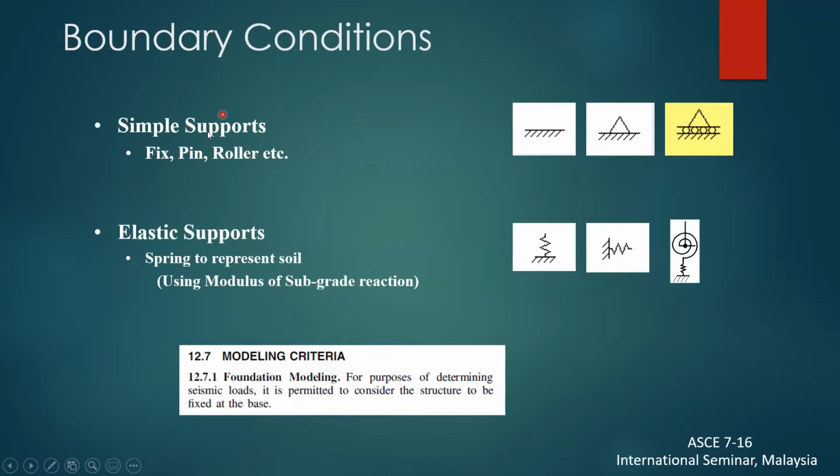So also for the boundary condition, the support can be fixed, pin, or roller. This one is for the simple support for buildings. Also for the elastic support, springs represent the soil. Okay, this is the spring. We have also the spring like this for defining the soil-structure interaction, with stiffness X, Y, Z. So for the foundation modeling for pressure determining this load, it is permitted to consider the structure to be fixed at the base.